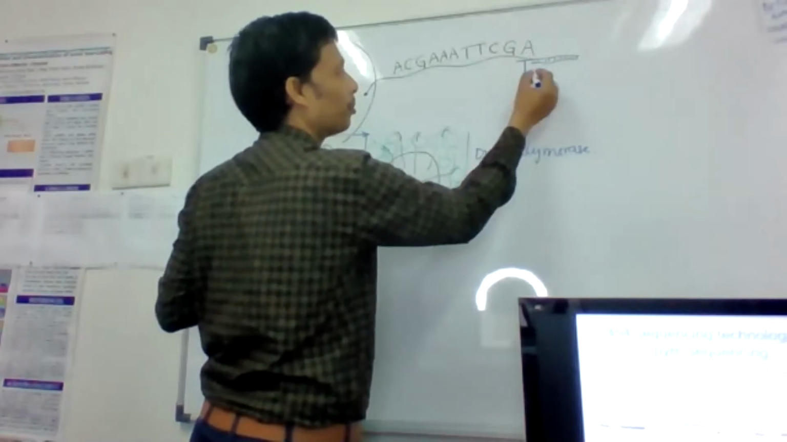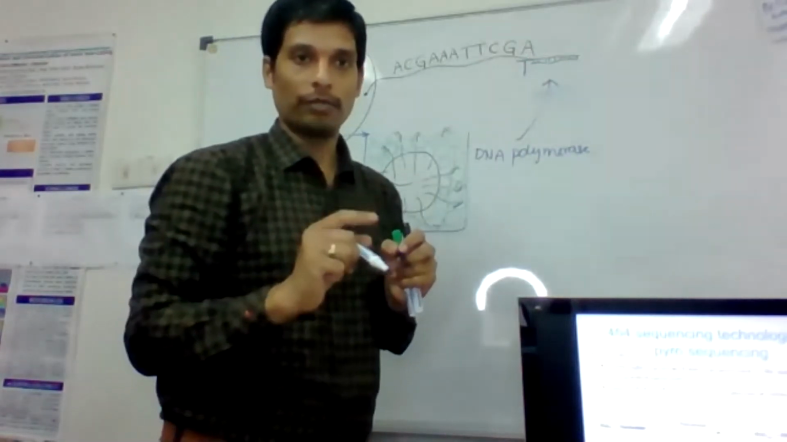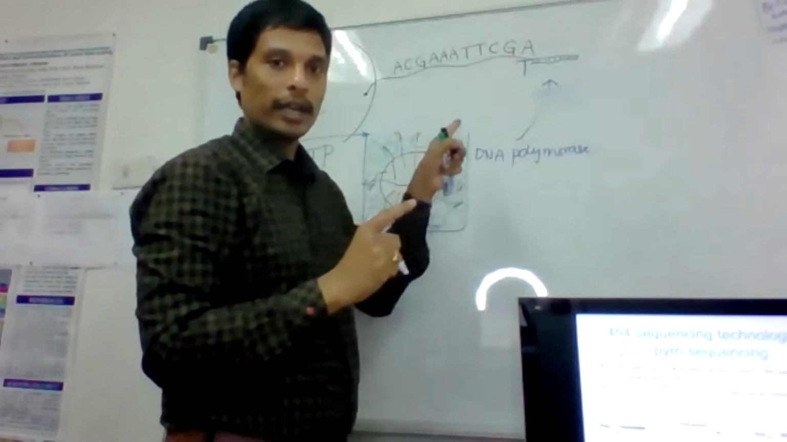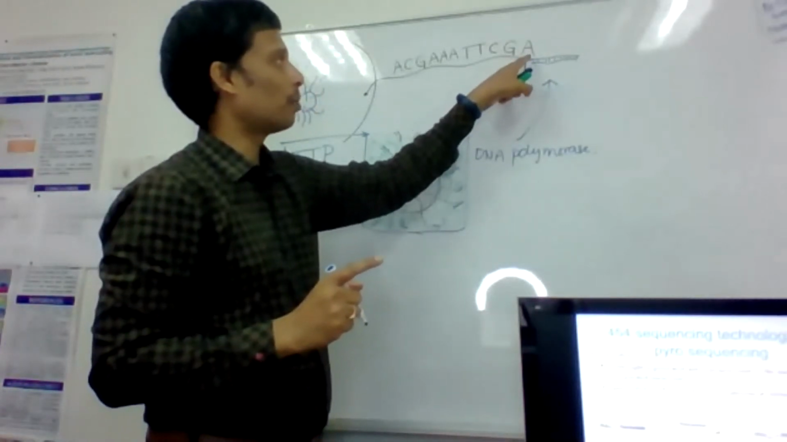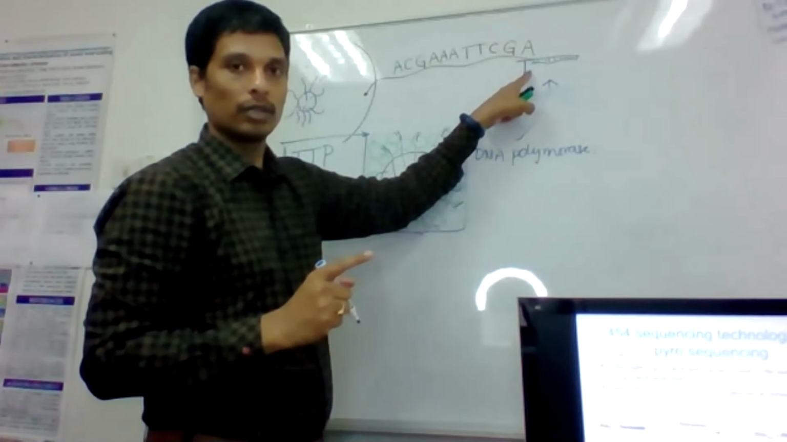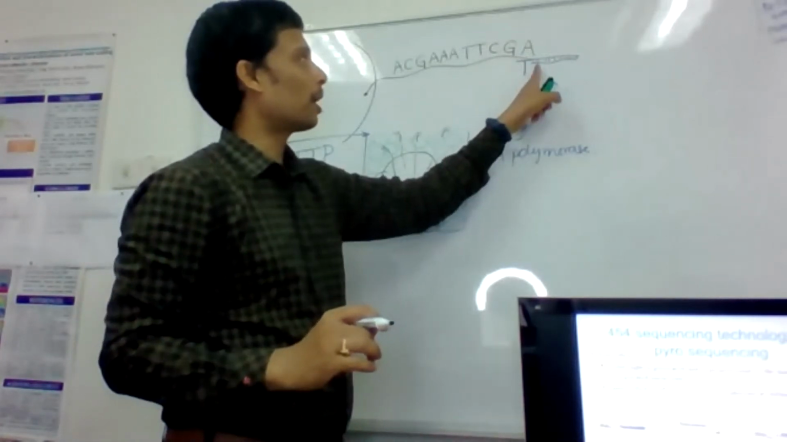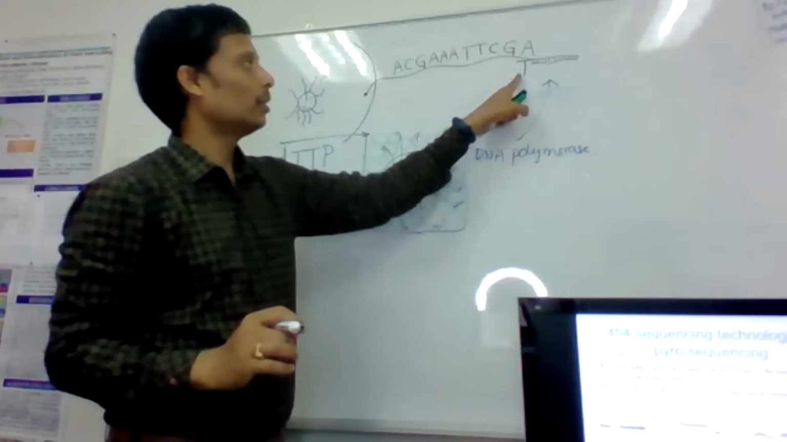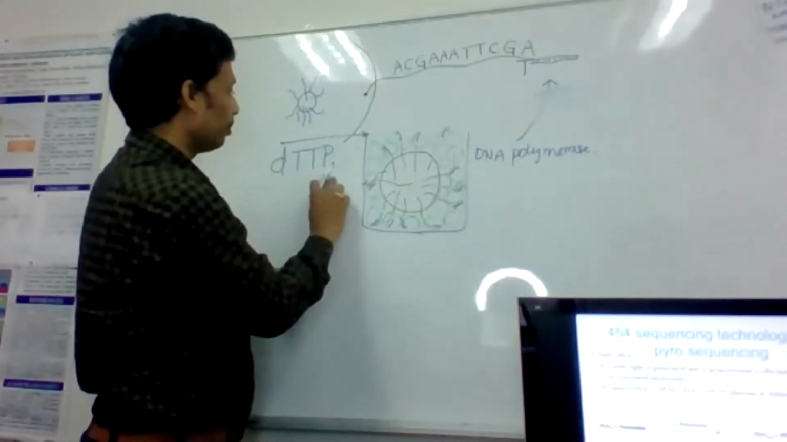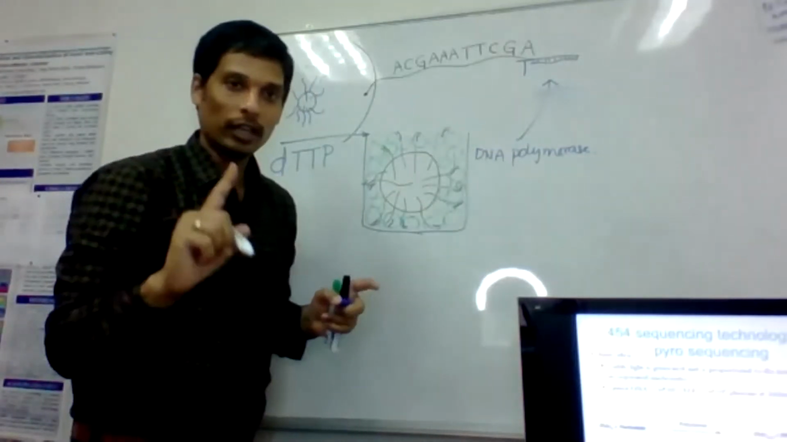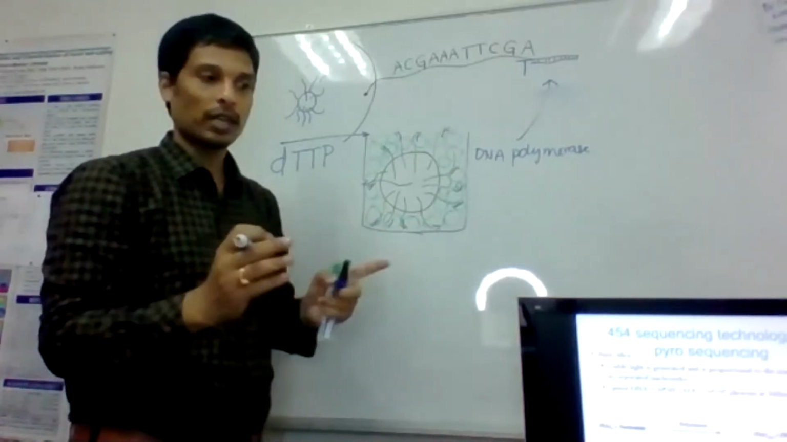So to this elongating primer, T will be added. I hope it's clear for you. T is added to the primer because the complement of A is T. Just like in PCR, from the primer, T is added because you added only dTTPs to the whole chip. Only one nucleotide you are adding, not all four. Okay, so try to understand.